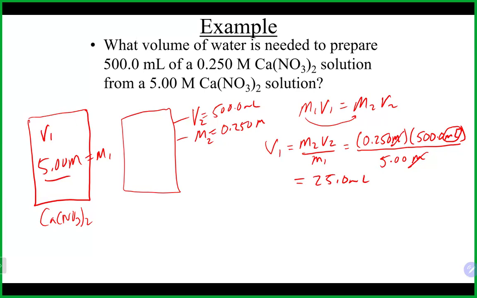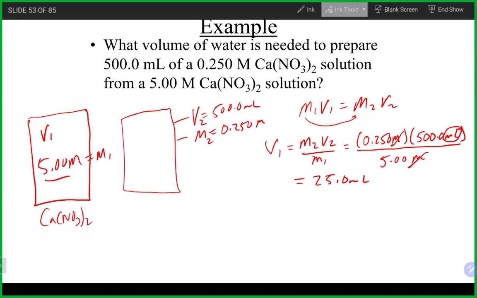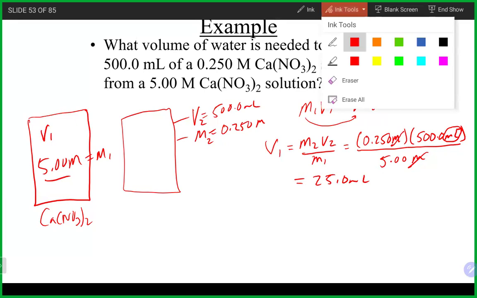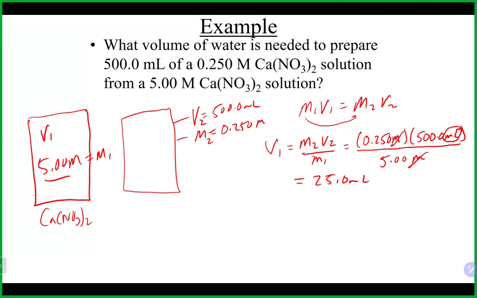We want to know how much water we need to actually add, which, as I mentioned last time, is a very common sort of question. What we just figured out here is V1, which is how much of that calcium nitrate, the more concentrated solution, we need to take. So we need to take 25 milliliters from our more concentrated one.